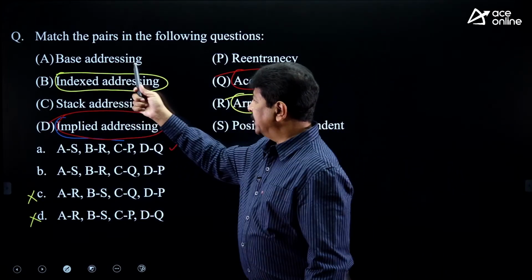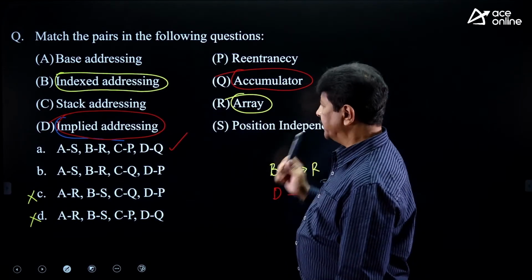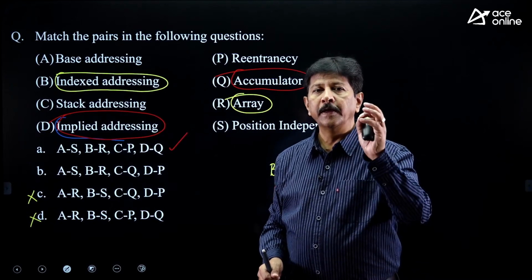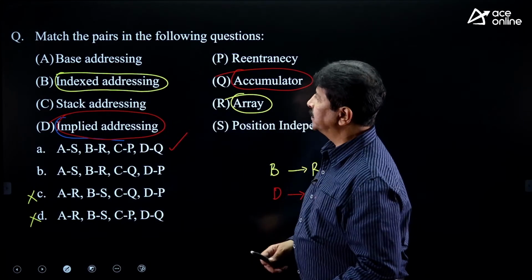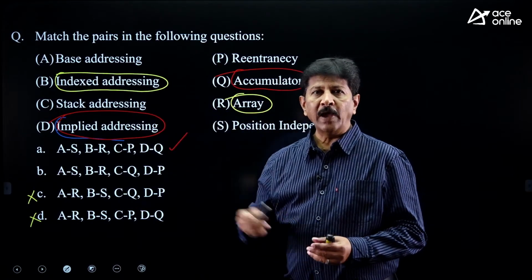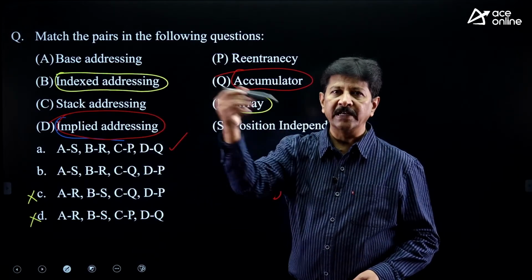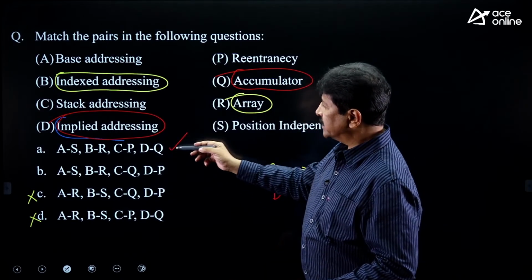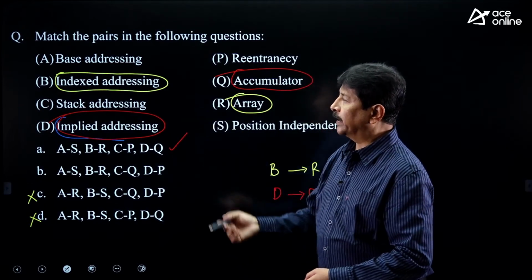That is base addressing, I use it for position independent. This is also called program relocation. I know that base addressing mode we use for program relocation, which is nothing but position independent. And then this one, stack addressing, is called re-entrancy. Values will enter into the stack, exit from the stack. That's why it is called re-entrancy. So finally, the correct answer is A. Like this, by elimination process, we can easily find out the answer.